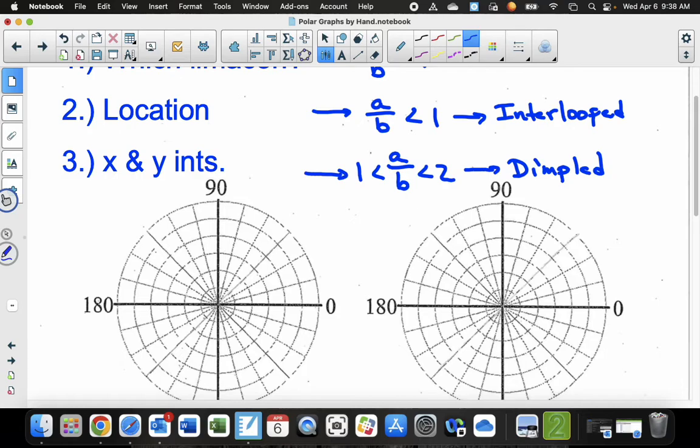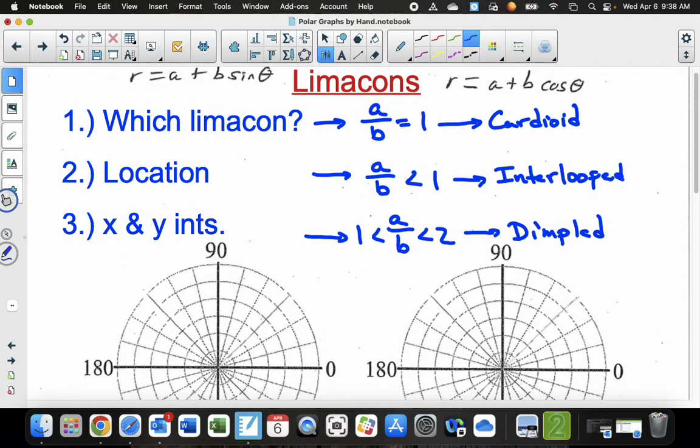So there's the first two. You figure out what you have, you figure out where it's located, and now the rest of this is finding those x and y intercepts. Oh, one other thing I forgot to mention on the cardioid: the point always comes back to the origin as well. Anytime you graph a cardioid, just like the inner loop crosses at the origin, the cardioid comes to a point always at the origin. So you always know that's one of the points on the graph.